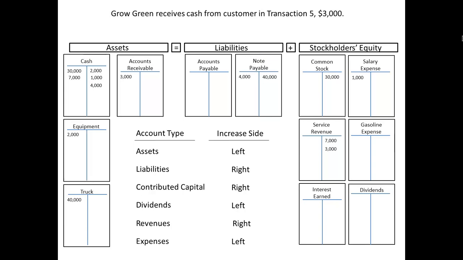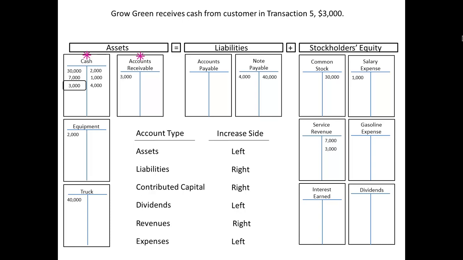Now Grow Green receives cash from customer on account. Remember, this means that previously a customer accepted services from us but didn't pay for them, so we had a right to receive. Now we are receiving. What accounts are affected? Cash and accounts receivable. For cash, what type of account is it? Asset. What's the increased side for an asset? Left. Did the transaction cause cash to increase or decrease? Increase, since Grow Green received cash. Since cash increased, we'll record the $3,000 on the increased side, that is the left side of the cash page.